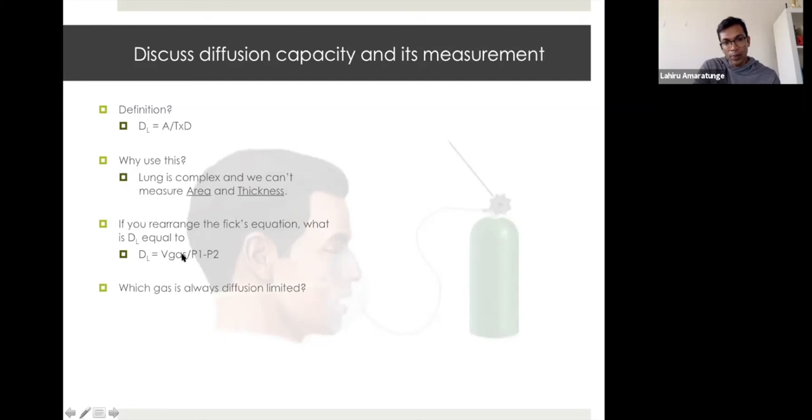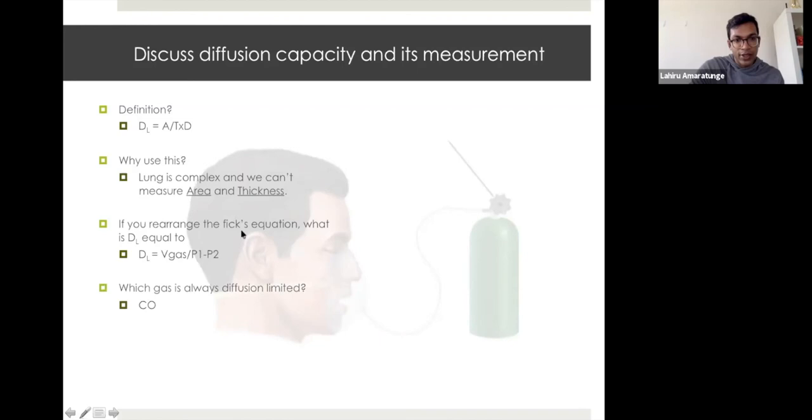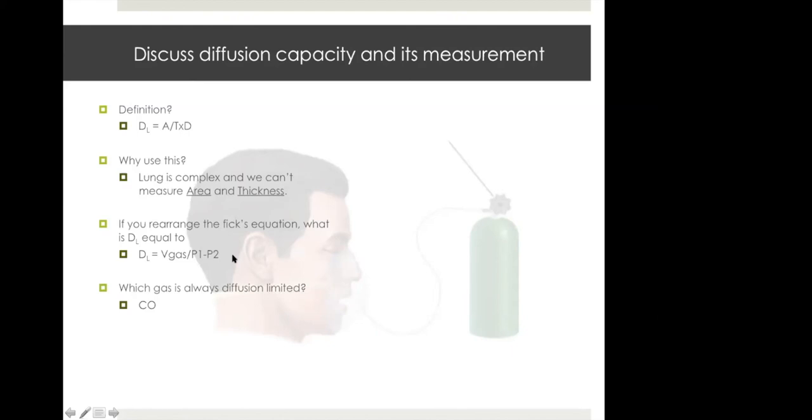I think they use carbon monoxide. Fantastic, that's right. So carbon monoxide, and why is that? What does that allow? Well, I don't know why it's diffusion limited, actually. Is it not very soluble, I suppose? Why would we use carbon monoxide to help us with this equation? Because it's not perfusion limited. Yep, and what does that...? I'm not sure. Well, that's good. And so what's the impact of that in this equation?